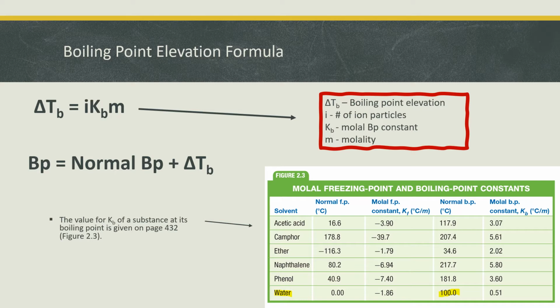If we were using the first equation, the molar boiling point constant, which is K sub B, is 0.512. Now I know on the chart it says 0.51. However, the one that I gave you in the slide before is a little bit more specific, so 0.512. And again, that represents the K sub B.